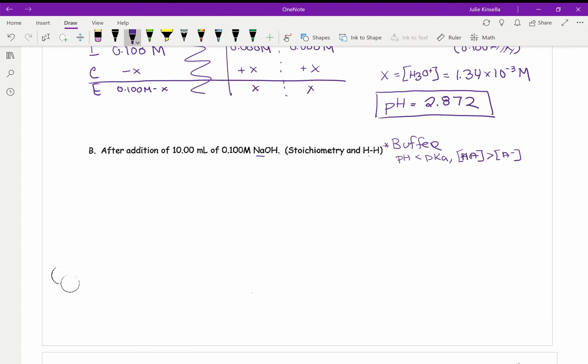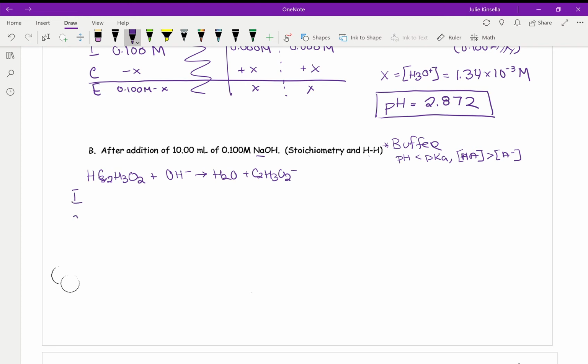All right, so let's start with our weak acid. With our weak acid, the idea here is that it's going to be undergoing neutralization. I'm titrating with a strong base, so it's going to be reacting with hydroxide and forming its conjugate.